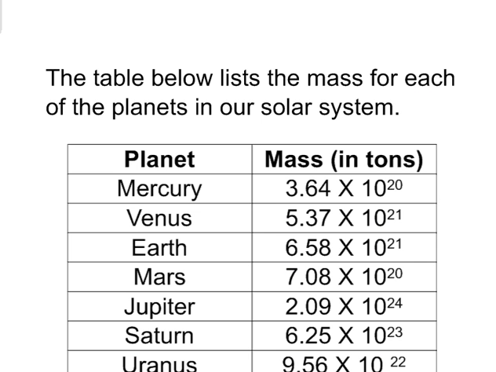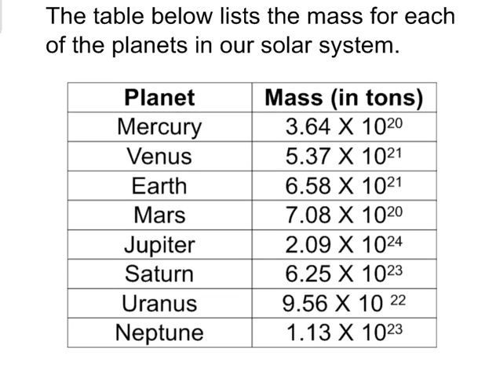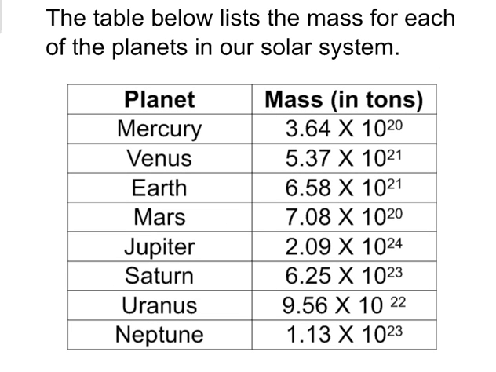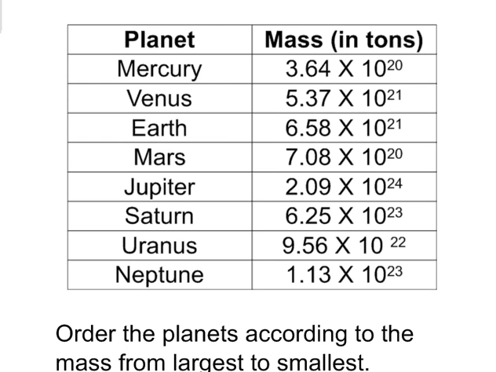Here's the same idea, but this time instead of dealing with radius, we're dealing with mass, or how big or how heavy the planet is. I've got to identify, again, the exponent, and I'm asked to list them in order from largest to smallest. Largest to smallest, so I'm going to identify the largest exponent as I look down my list. 10 to the 24th seems to be the largest one, so that must be my biggest planet. That's number 1.